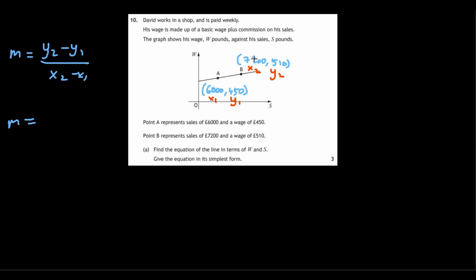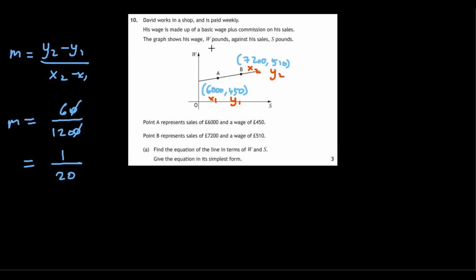So y2 minus y1 is 510 minus 450. So that would be 60. And then x2 minus x1 is just 7,200 minus 6,000. So it would be 1,200. And then we can just cancel the zeros. And then we're left with 6 over 120, which is just 1 over 20. So that would be the gradient of the straight line.